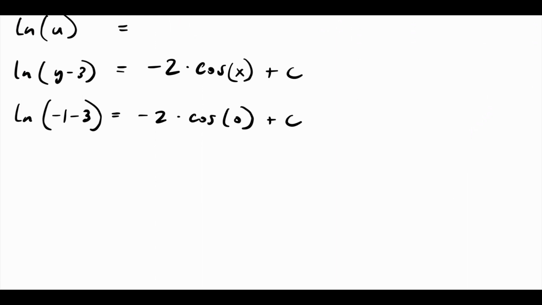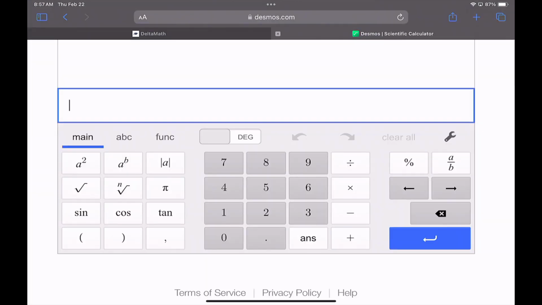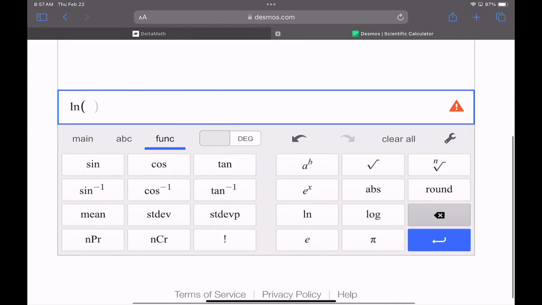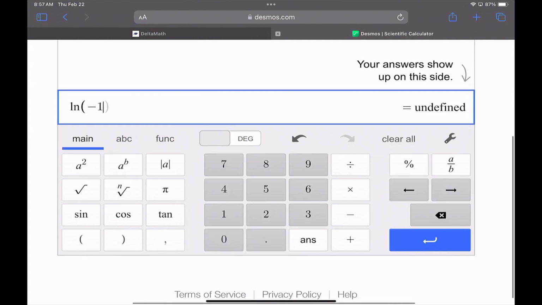Here's where it gets a little, not weird, but natural logs can't be negative. I can't take a log of a negative number. If you don't believe me, you can ask your calculator. Any log of a negative number will not work. Watch. Natural log of negative 1, doesn't work. Logs can only be positive.